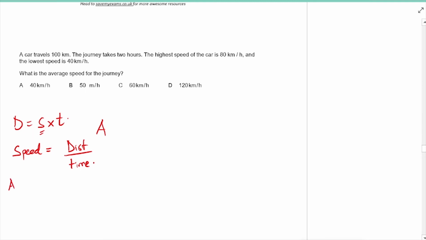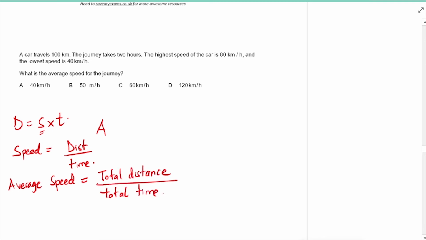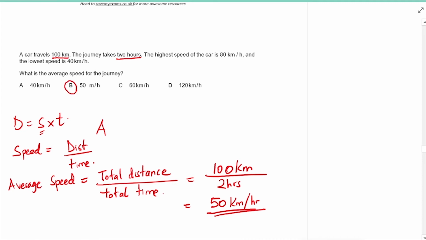So what about average speed? Average speed is given by total distance, divide that by total time. And looking at our question here, we just need to know the total distance. So they are telling us that the car travels 100 kilometers, so meaning that's the total distance of 100 kilometers. Divide that by the total time, and it takes 2 hours. And this gives us 50 kilometers per hour. So this is the average speed. And our answer here is B.